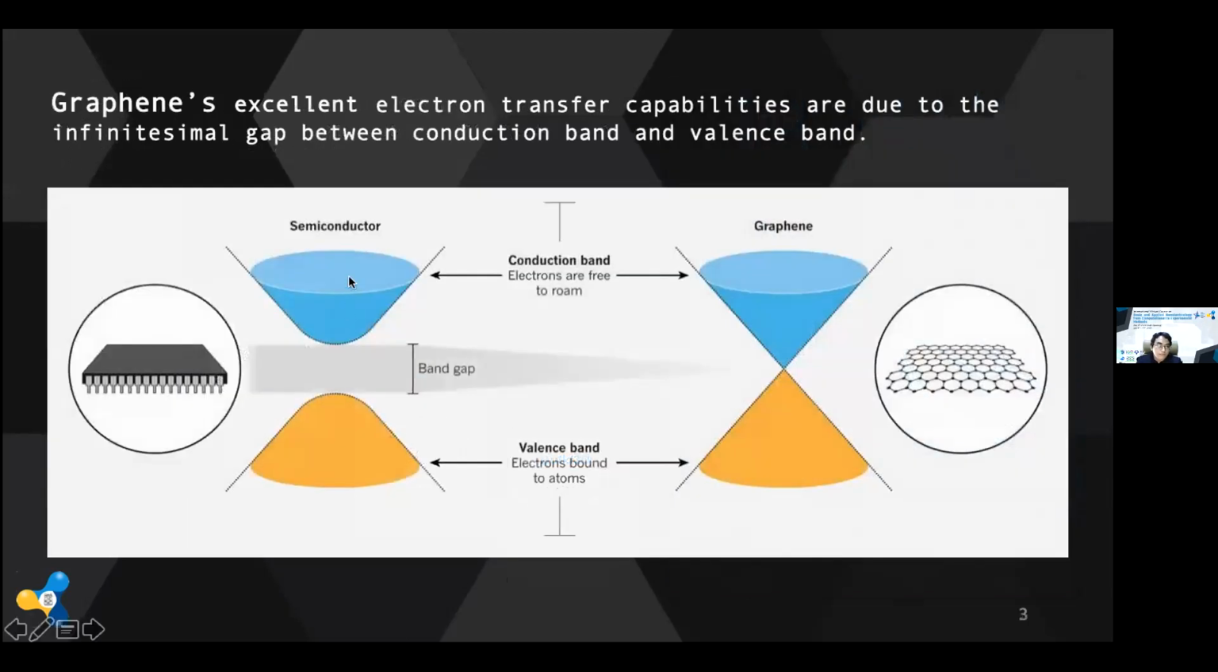Here, we see that the semiconductor material has a certain amount of gap between the conduction band and valence band. But on graphene, the gap is extremely small, so that electrons can move very easily and very fast between the bands, resulting in graphene's excellent electron transfer capabilities.